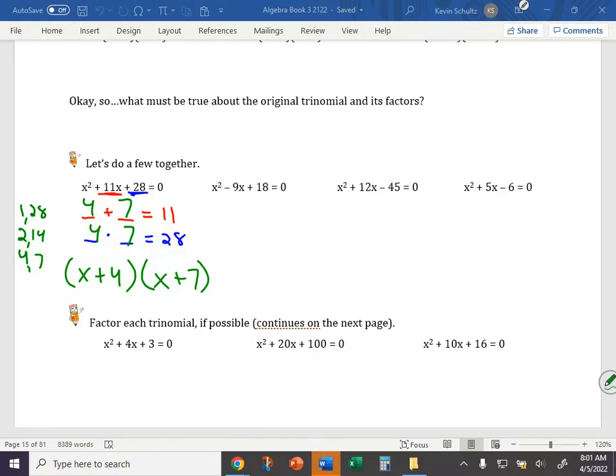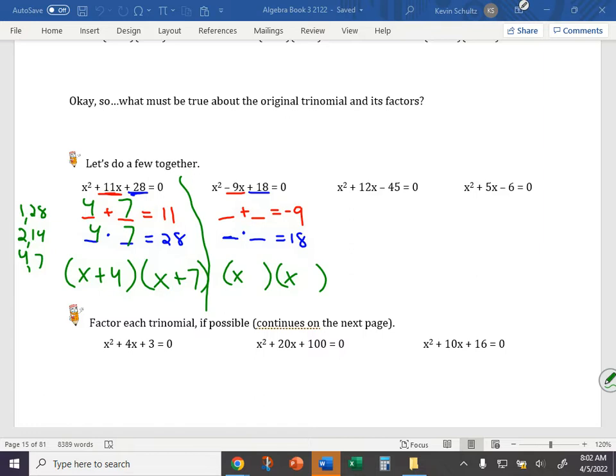Okay? X squared minus 9x plus 18. Two sets of binomials, each one having an x. We are looking for two numbers that add to make a negative 9. And those same two numbers multiply to make 18. Raise your hand. Don't shout it out. Raise your hand when you think you have the correct combination. Make sure you are paying attention to signs also. They do matter. Vince.